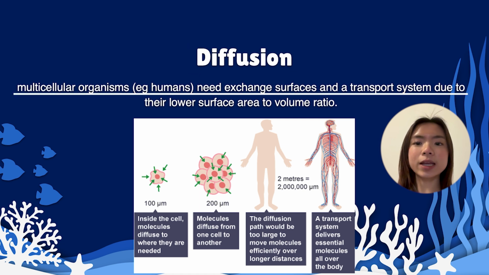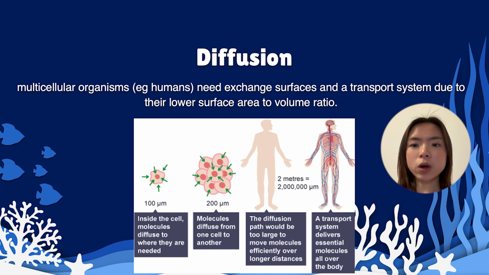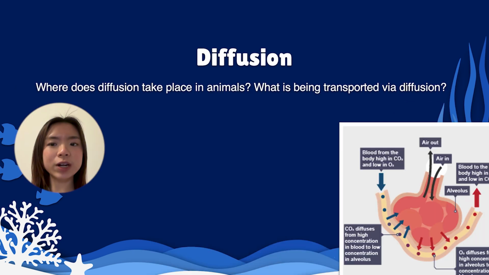And the reason we need exchange surfaces and a transport system is because we have a lower surface area to volume ratio. Because if you think about it, we're a lot bigger than, for example, a bacteria cell. So diffusion is basically when dissolved substances move into and out of our cells across the cell membrane. So where does diffusion take place in animals, and what is being transported via diffusion? We have a few different examples.